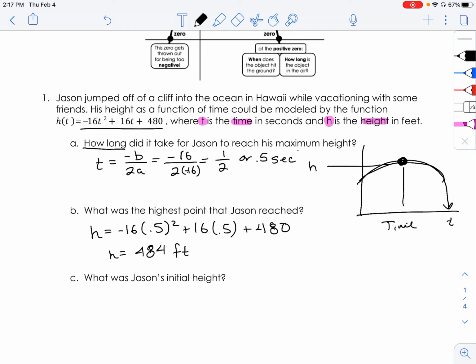And then what was Jason's initial height? So where did he start? What is this point right here? Initial height. We don't know that, but we can find it because we know that at the initial height, the time is 0. So we're going to plug in t equals 0 and solve for h. So negative 16 times 0 squared plus 16 times 0 plus 480. If we put this in the calculator, h is equal to 480.